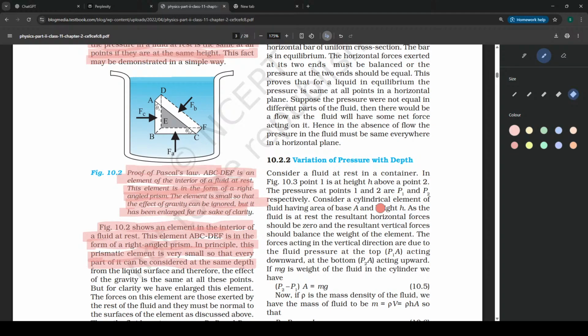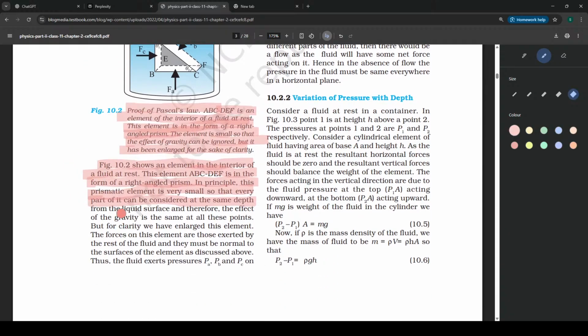Because it's considered to be very small, the length of BA or BC doesn't matter. They're all negligible. They can be considered to be at the same depth from the liquid surface, and therefore the effect of gravity is the same at all these points. But for clarity, we have enlarged this element.